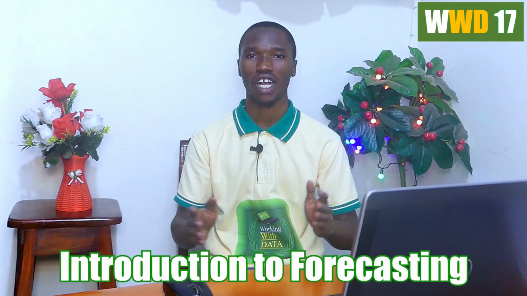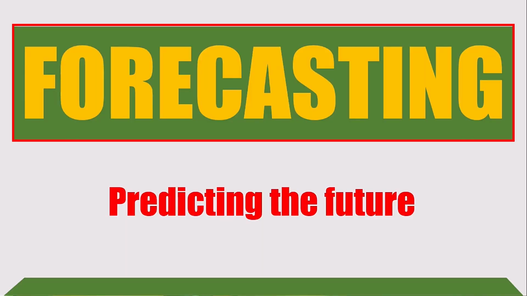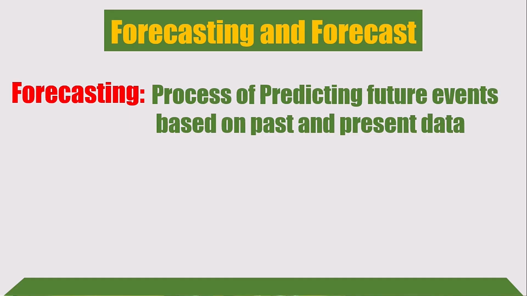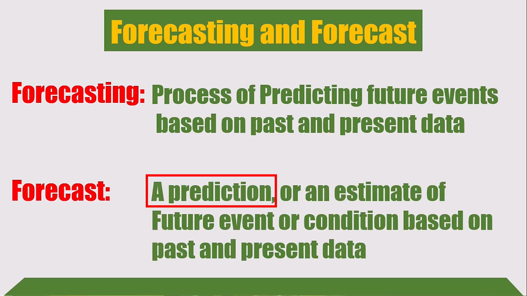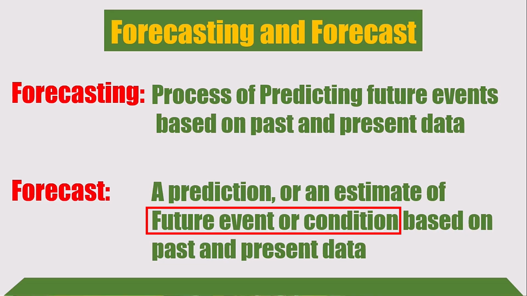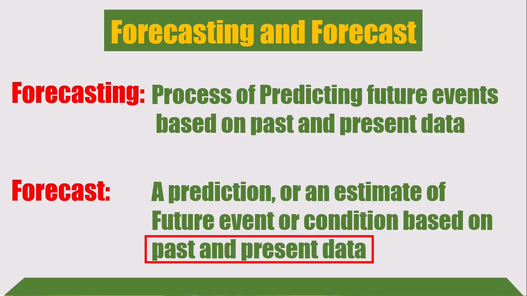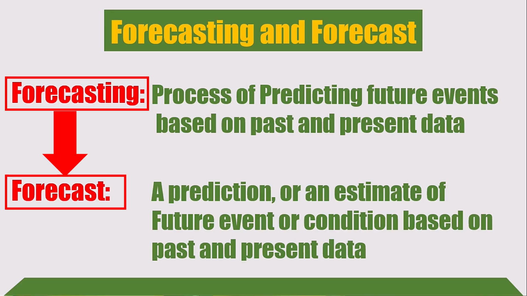So let's switch on to the main point of this video, introduction to forecasting. This is the spelling of forecasting. So let's go ahead and define forecasting and also forecast. First of all, let's start by defining forecasting. Forecasting is actually a process of predicting future events based on past and present data. Now, what about forecast? Let's also define it. Forecast is actually a prediction or an estimate of future event or condition based on past and present data. So in simple terms, forecasting is a process of making a forecast.